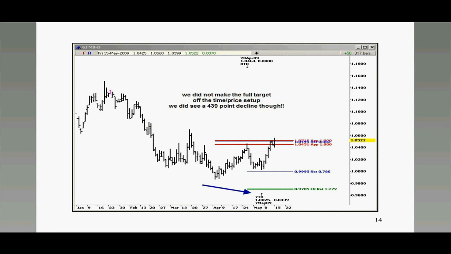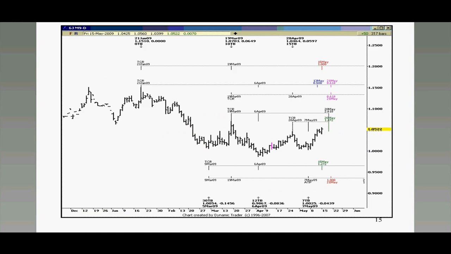This next chart shows you that in the yen we did not get the target, which was that 97.05 area, but there was a 439 point decline. Okay, so even though we didn't get the major target like we did in the case of the British pound, this was still a very healthy trade that was defined with the help of timing. It's a dimension that many other analysts do not use.